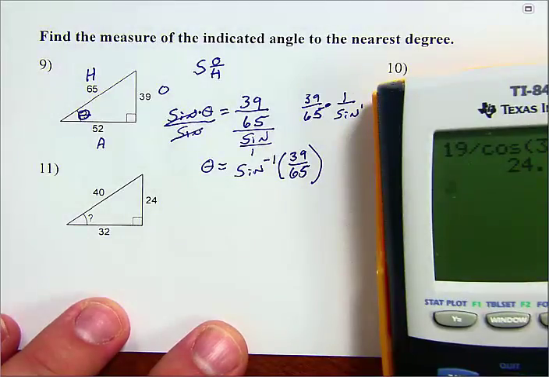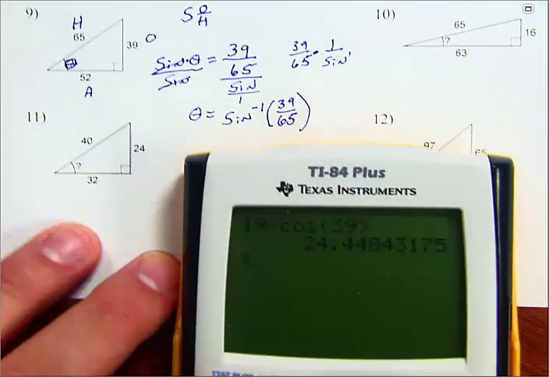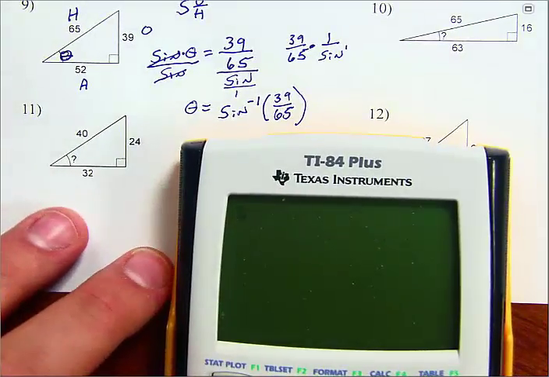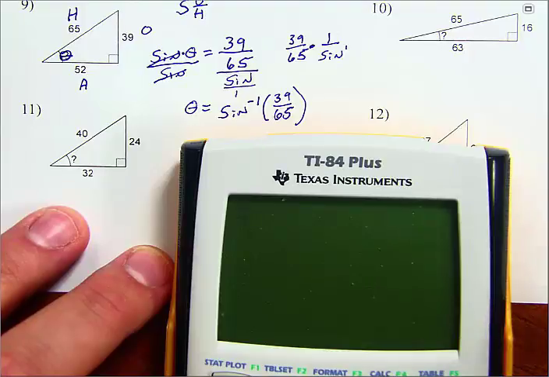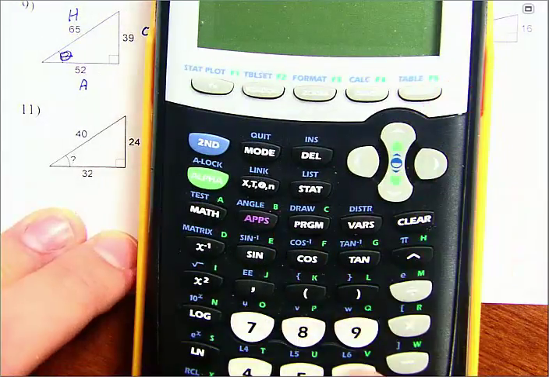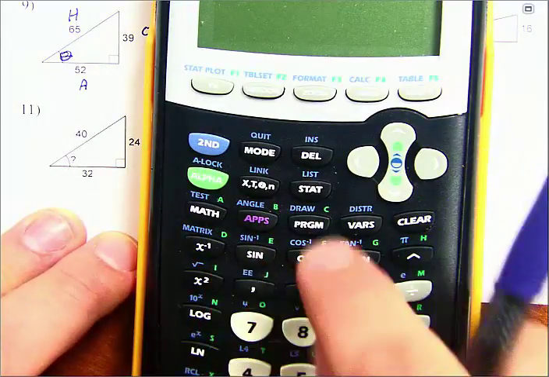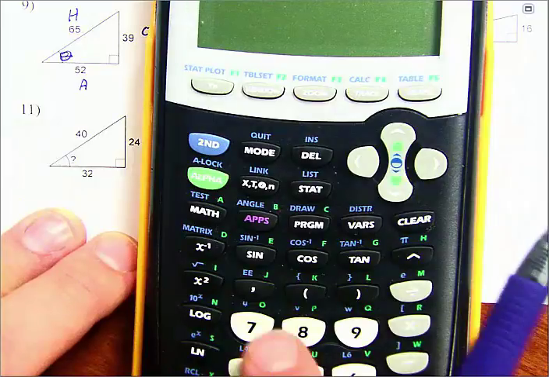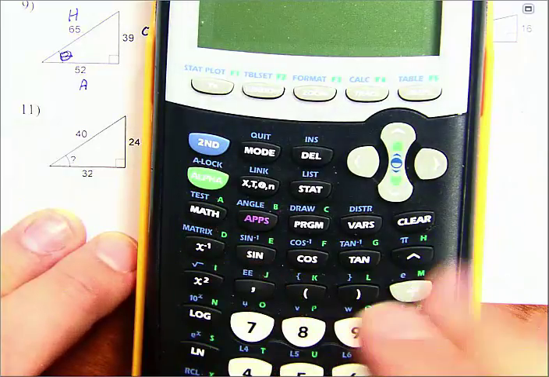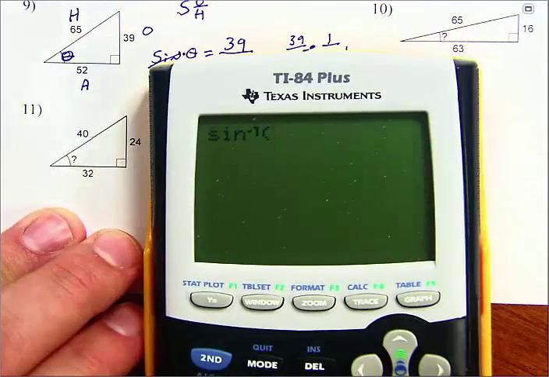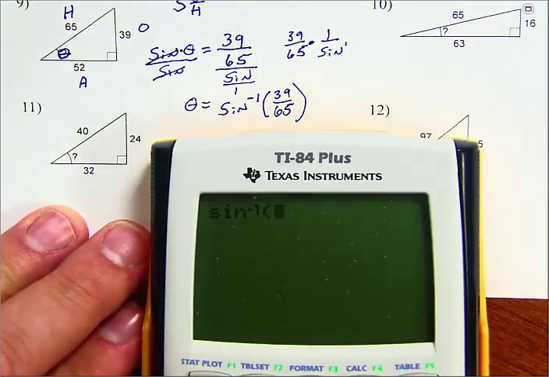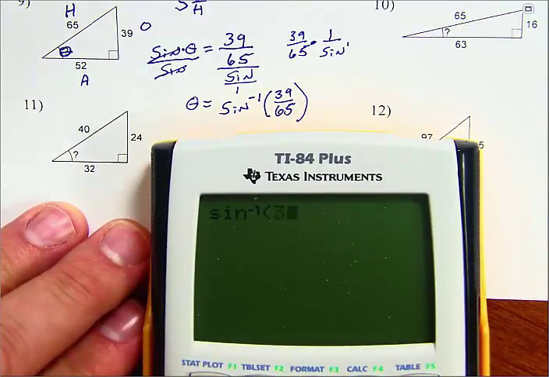But now this is calculator fodder. Make sure you're in degrees. And he says this is sine to the -1 power. Well, if you look above your sine, see that in blue? So I'm going to do second sine. And you'll notice on my screen I now have inverse sine. 39 divided by 65, and then close your parentheses.